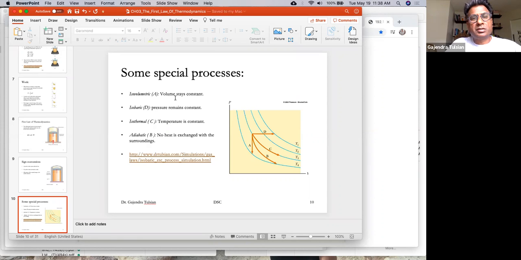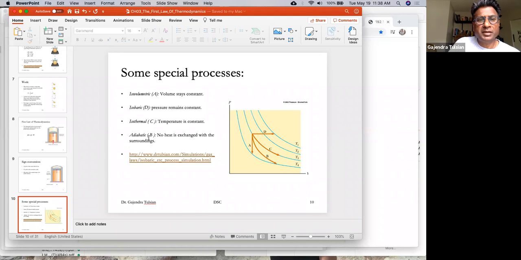Isovolumetric process is a process where the volume remains constant. So process A is an isovolumetric process. Isobaric process is where the pressure is constant. This is an isobaric process. See, the pressure is constant in that process. Isothermal process is that where temperature is constant. All these are isothermal processes. So all vertical lines are isovolumetric processes. All isobaric processes are horizontal lines on this diagram. Isothermal processes are hyperbolas, the blue lines.